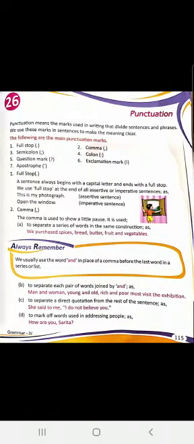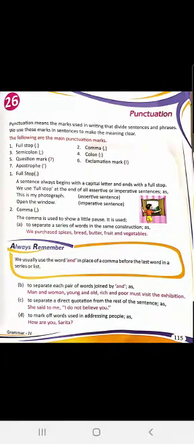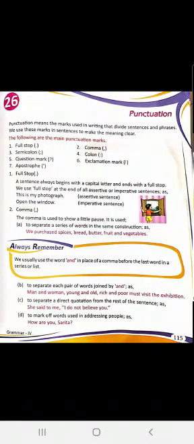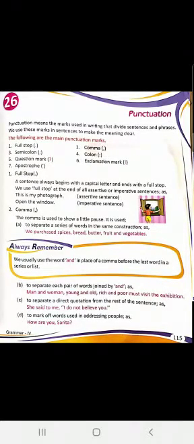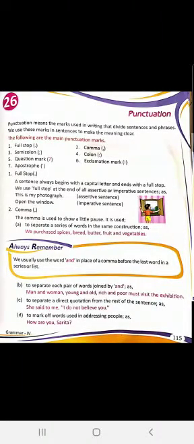Comma is used to show a little pause. It is used to separate a series of words in the same construction in the same sentence. Like, we purchased spices, bread, butter, fruit and vegetables. We usually use the word and in place of a comma before the last word in a series or list. Like you have used here, children, between fruit and vegetables. Vegetables is the last word. So between fruit and vegetables, and is used.